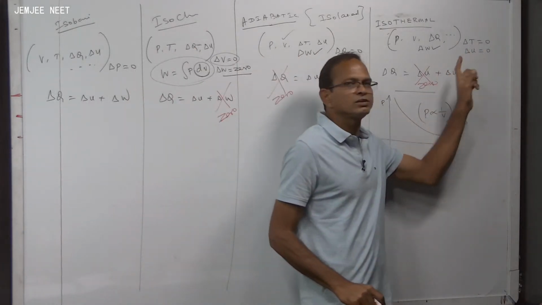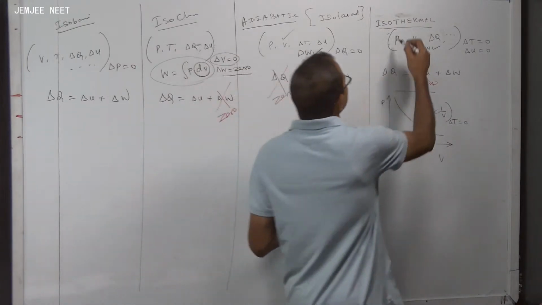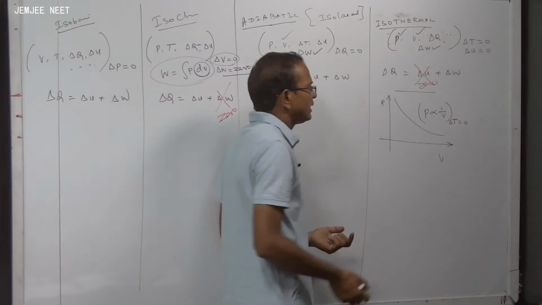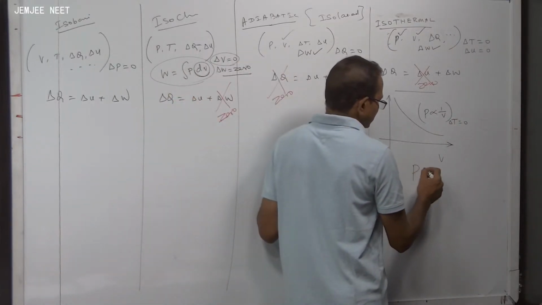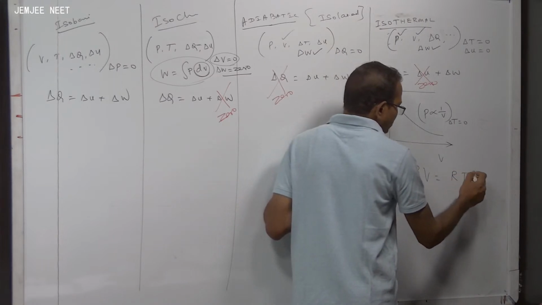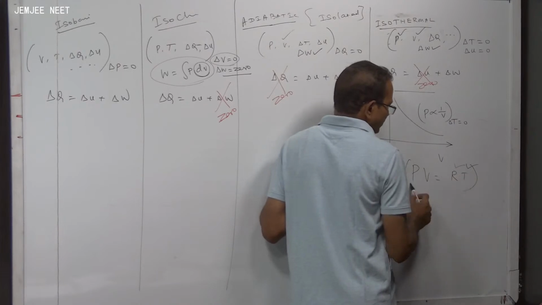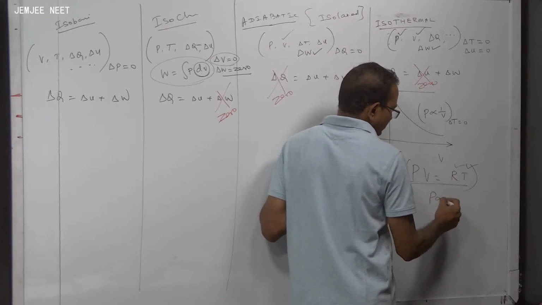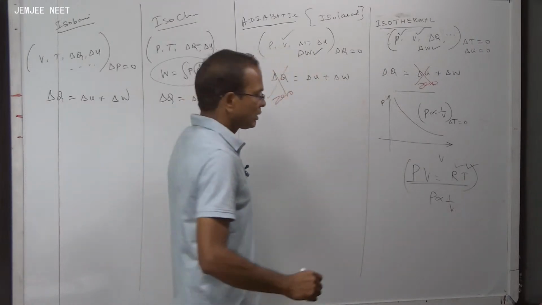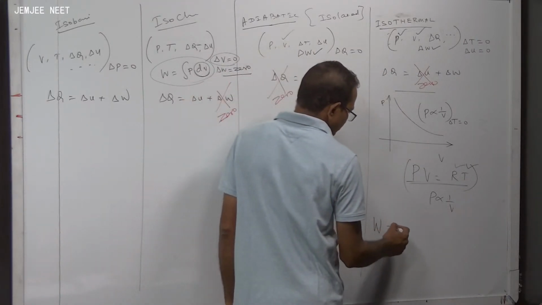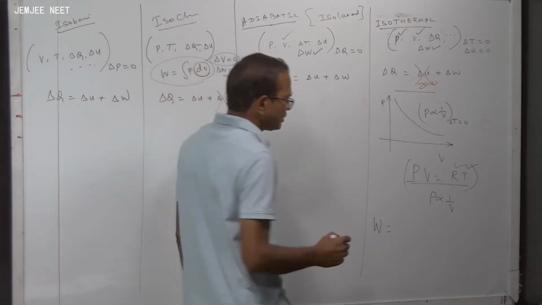Change in temperature is 0. Pressure should change, volume should change. Look at the diagram here. P is inversely proportional to V. You can understand PV is equal to RT for 1 mole. Here RT is constant, therefore naturally P is inversely proportional to V. This is the case of isothermal. Come on, what is work done by isothermal? I am not going to derive it today.